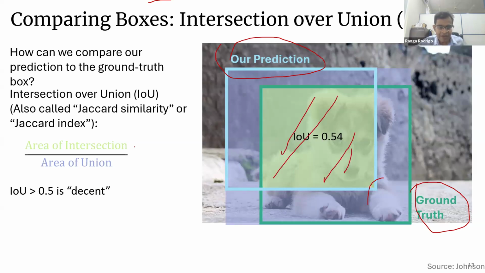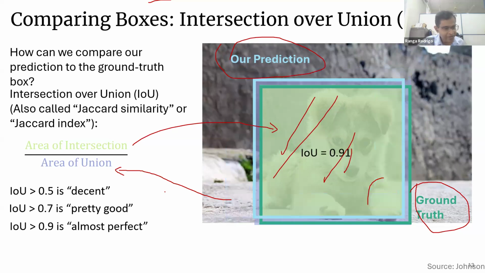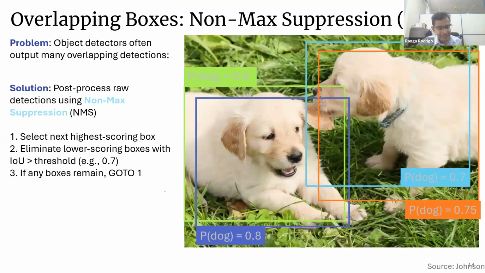You can see the area of intersection divided by the area of the union. This is the metric that people use. This one is called IoU, or intersection over union. There's another one called Jaccard similarity, which we will not consider, but it is used especially in biomedical image segmentation. IoU greater than 0.5 is great, greater than 0.7 is very good, and greater than 0.9 is almost perfect.